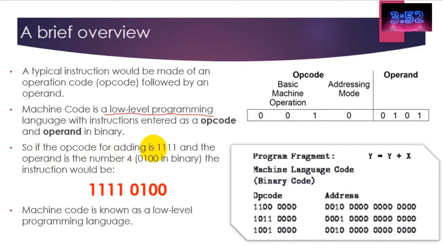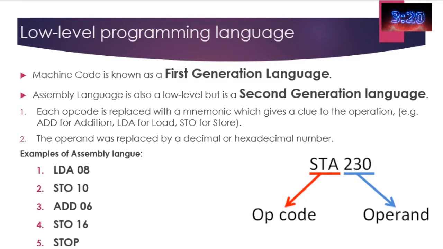So, if the opcode for adding is 111, that bit there is the opcode, the instruction add. And the operand is the number 4, so that bit there is the operand. So the opcode and the operand together create an instruction, add 4. That's about as simple as it gets. So machine code is known as a low-level programming language because it requires these two parts in order to carry out an instruction.